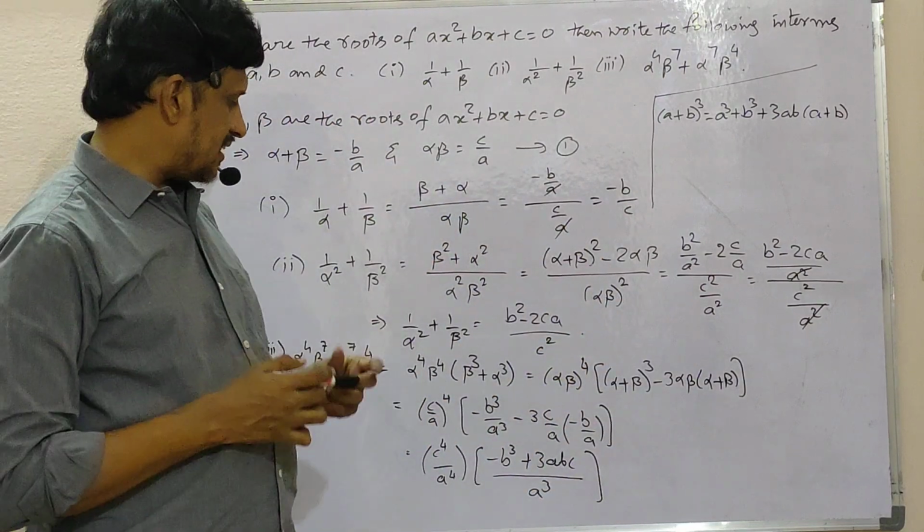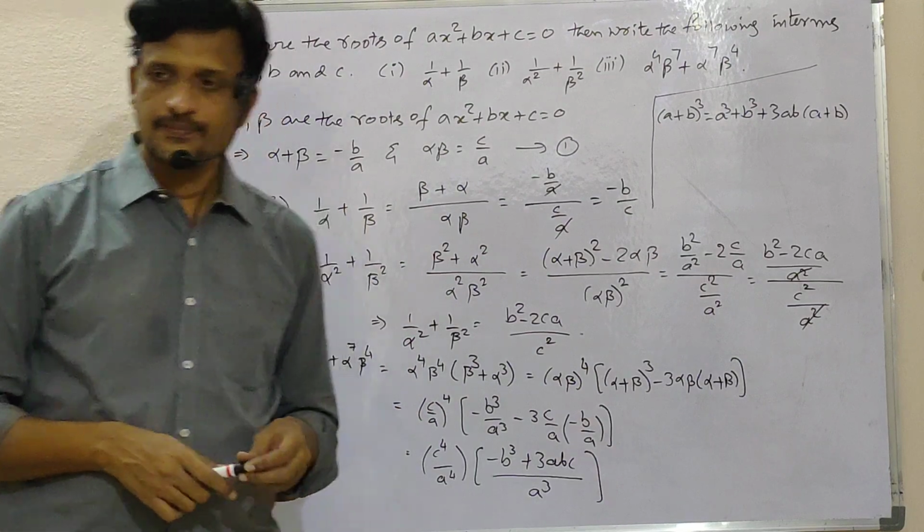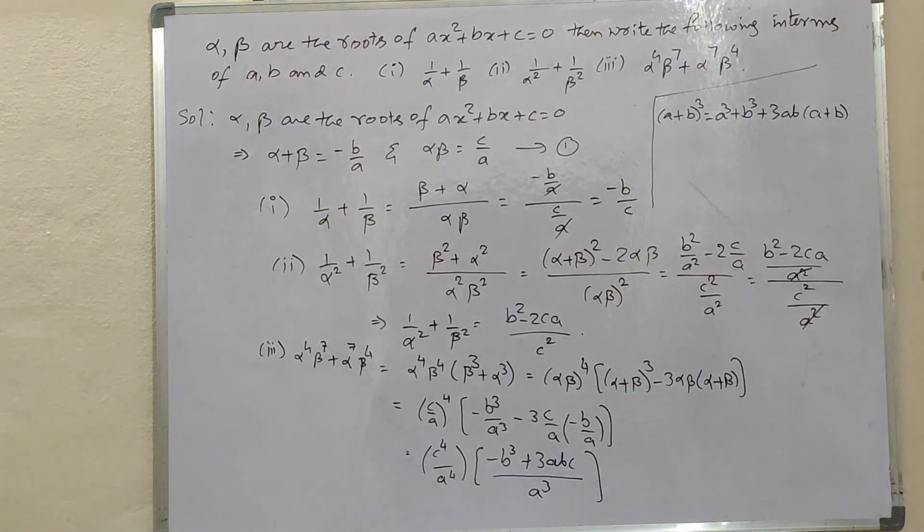In terms of a, b, c, you can write the given expression like this. Just observe the solution here. Alpha and beta are the roots of the given quadratic equation. Then we have to write the given in terms of a, b, c. So by using the sum of the roots alpha plus beta is minus b by a, and the product of the roots alpha beta is c by a, you can write like this.